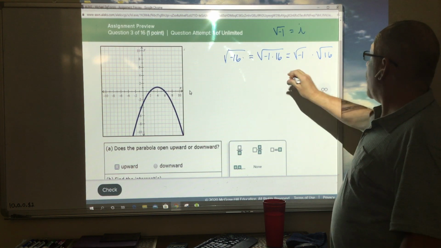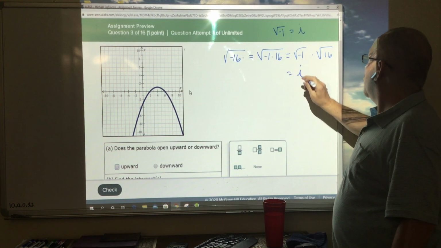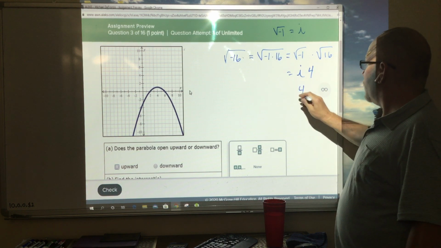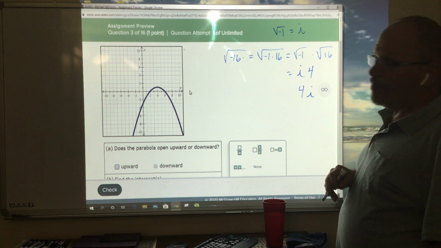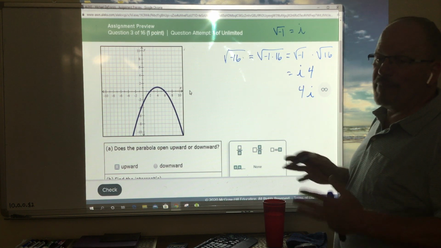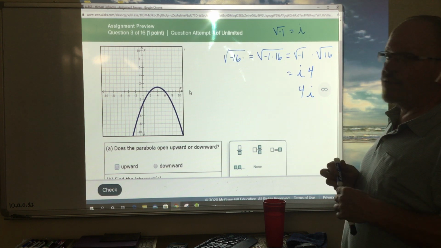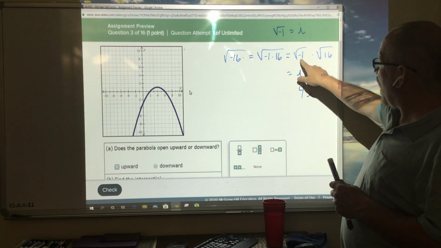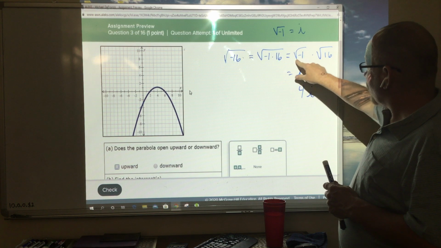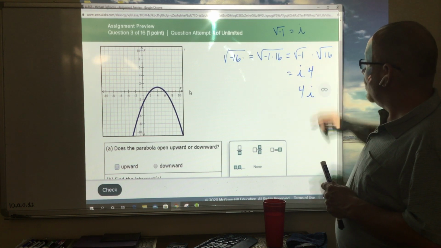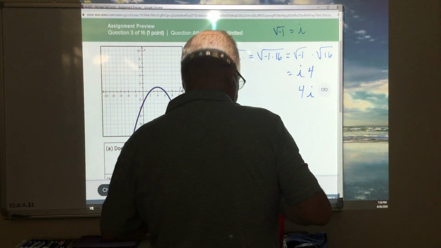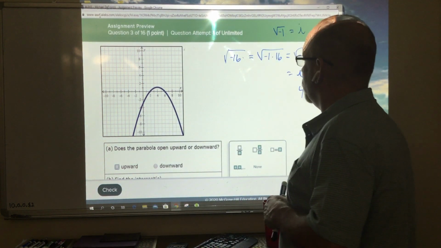So we factor that out, and what we get is 4i. Try not to write the i at the end, because you could get it mixed up and the operations get confused, and it looks like a variable when you do that, but it actually has a value. It has a value that is imaginary. Okay, so let's go back to that question now.